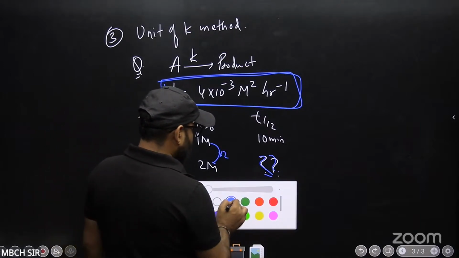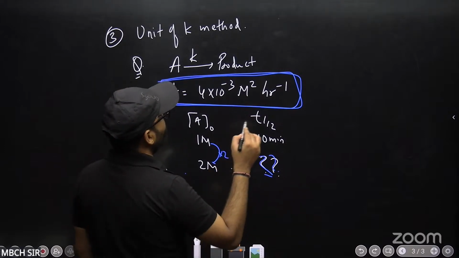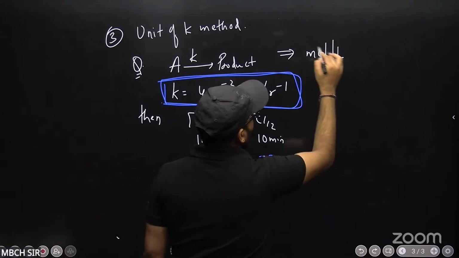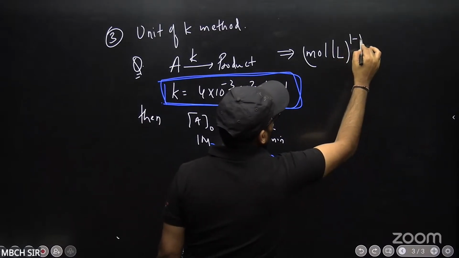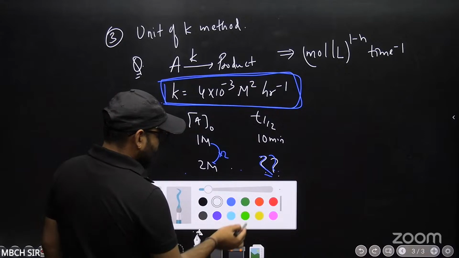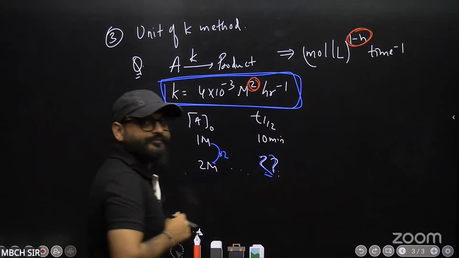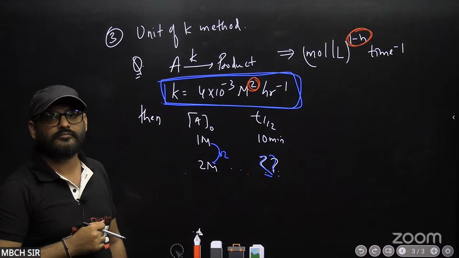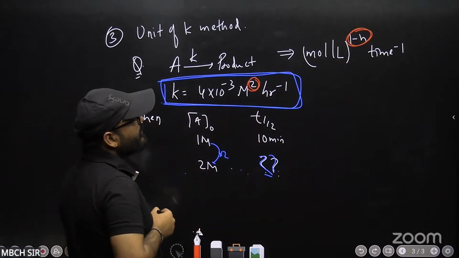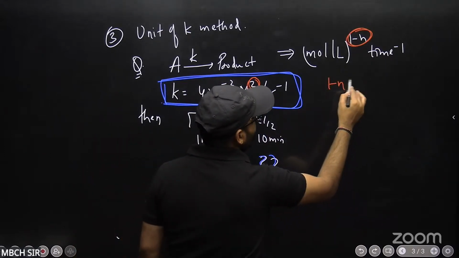Now you know the nth order reaction's unit of K. In general, the unit of K is moles per liter raised to power 1 minus n, time inverse. So you just compare this 2 with 1 minus n. So you have 1 minus n equals 2.